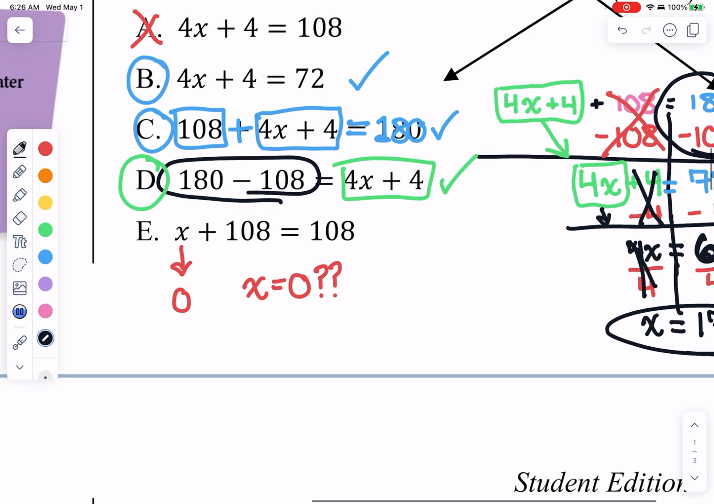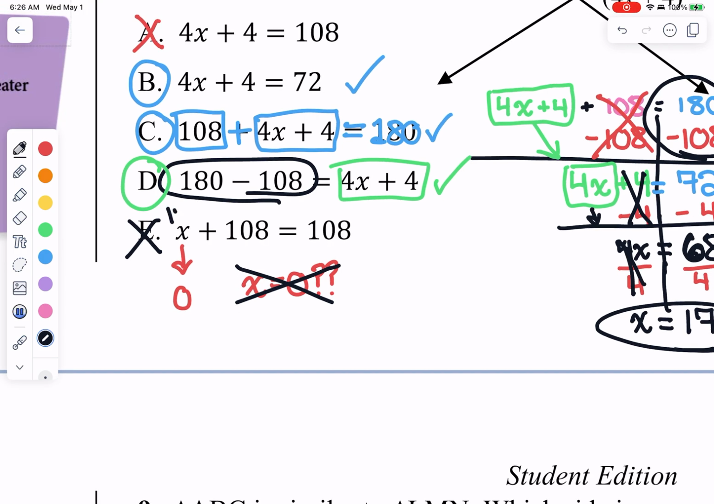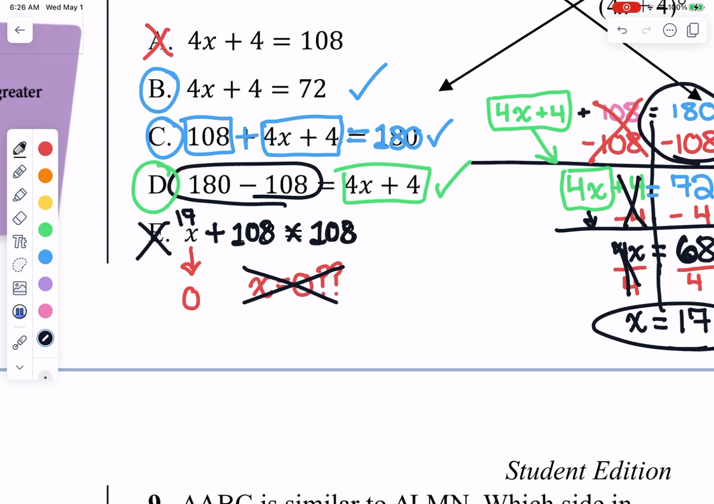So, does x equal 0? No. E cannot be correct, because if I were to plug in 17 for my x plus 108, that does not equal 108. So, 3, we're done with you. We're moving on to number 4.